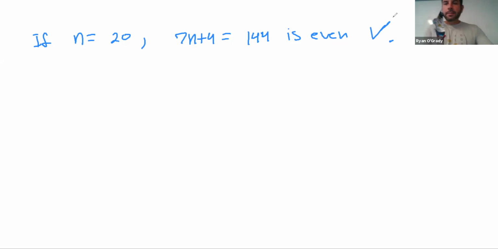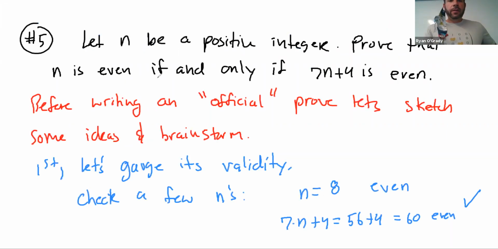Now, the fact of the matter is, if you look at this statement of this theorem, it has this very, very important thing that says, if and only if. Those words mean that there's actually 2 implications going on. That means we assume n is even, and that implies that 7n plus 4 is even. And then the converse is that if 7n plus 4 is even, then n must be even. So we have to prove 2 directions here.